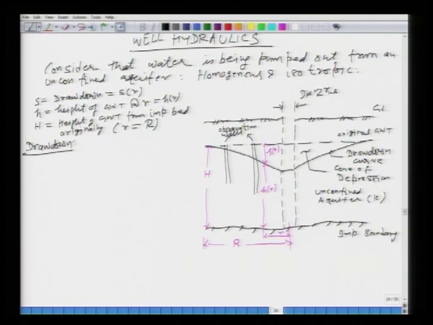Okay. It is essentially the drop in the groundwater table from the original static, or stationary rather, groundwater table when water is pumped out. Okay.